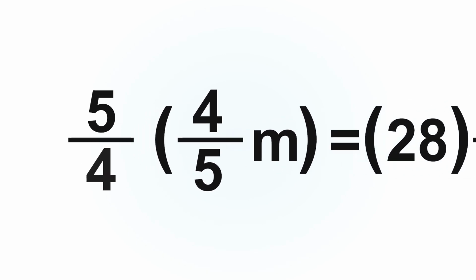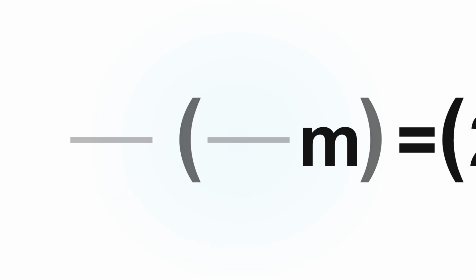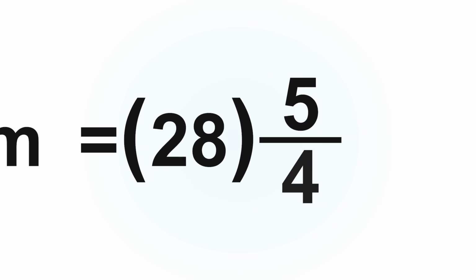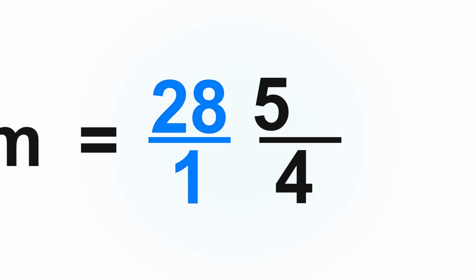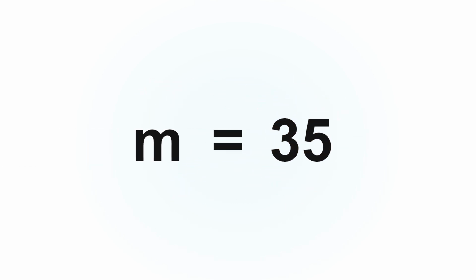We'll put up some parentheses to keep things orderly, then we'll multiply the reciprocal on both sides. Since 5 over 4 is the reciprocal of 4 over 5, we'll connect the 5's and 4's to create a giant X, canceling them out. On the other side, we'll multiply 5 over 4 by 28. Remember, to multiply by a fraction, we'll put 28 over 1 here and multiply across. Now simplify our fraction, and we should have our final answer, m equals 35.